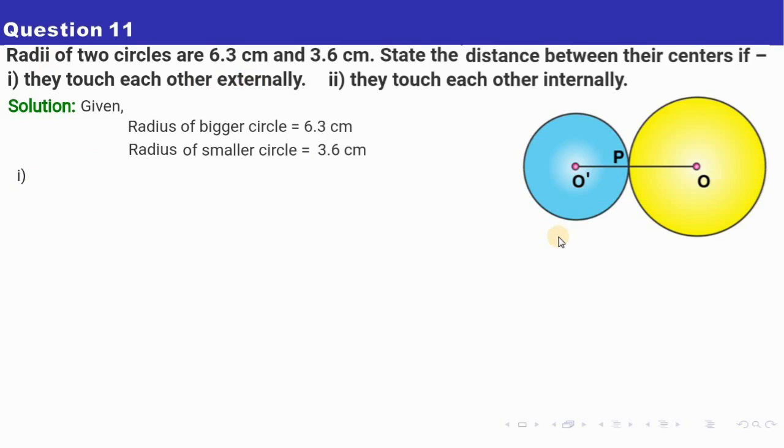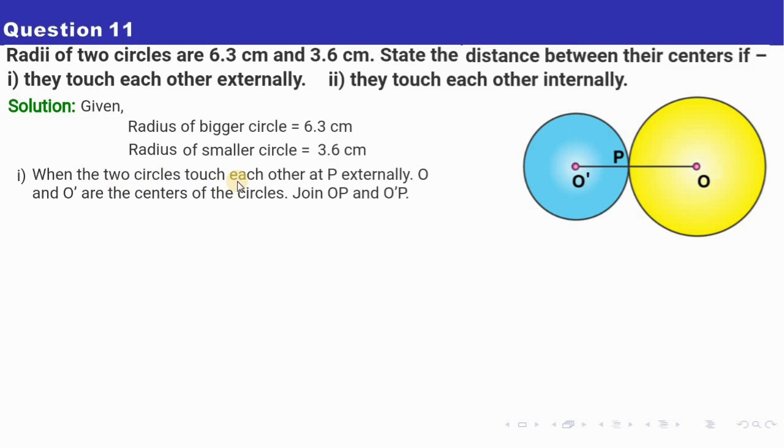So the first case says the circles touch each other externally. This is the case they are talking about. There are two circles which are touching each other at point P externally. We need to find the distance between the centers. The centers are O dash and O, so the distance between them is O dash O. When the two circles touch each other at point P externally, O and O dash are the centers of the circles. Let us join OP and O dash P. So everything is shown here.